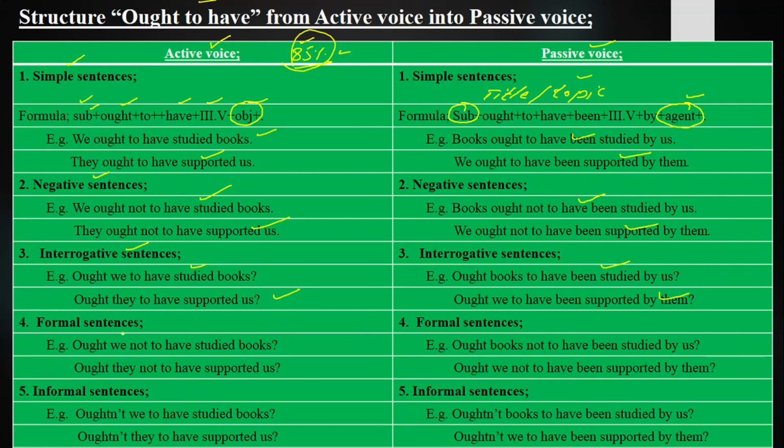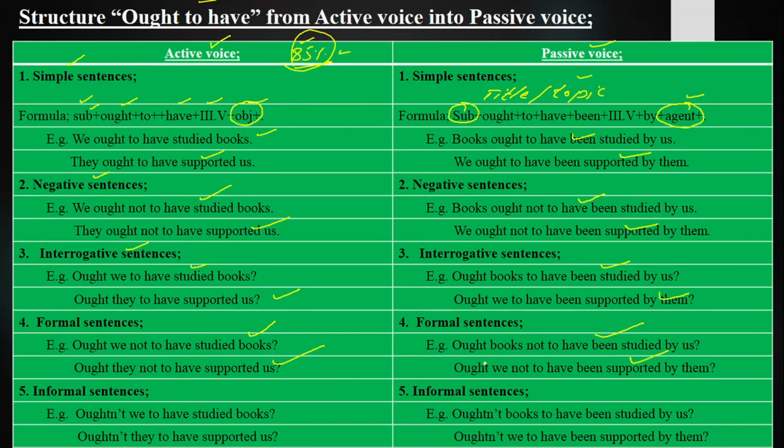What are formal sentences? Those sentences in which we ask a question and deny the statement, and we ask them in a formal, respectful way, and we use it with our seniors and elders. Ought we not to have studied books? Ought books not to have been studied by us? Ought they not to have supported us? Ought we not to have been supported by them?